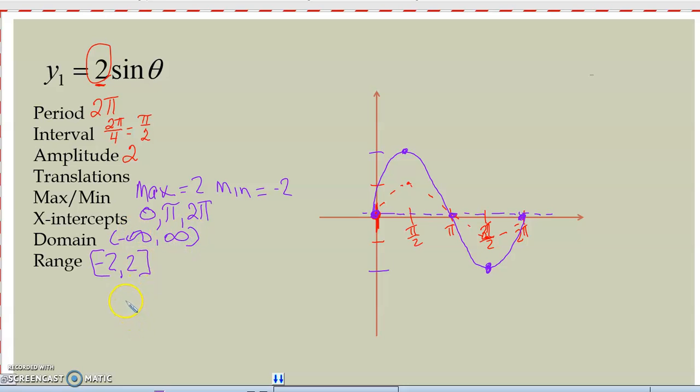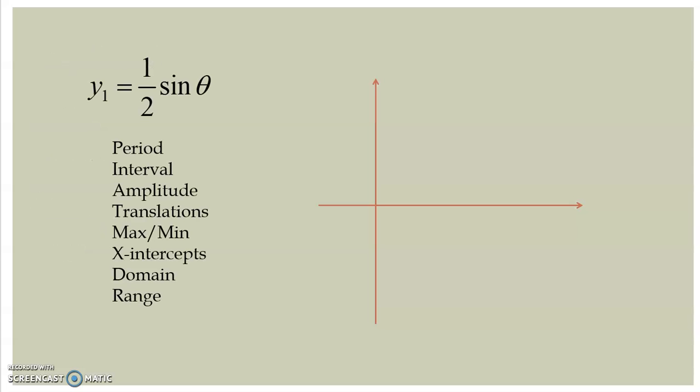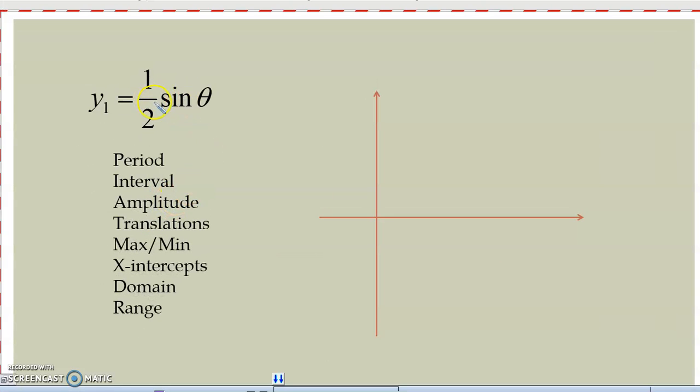Okay? All right, so let's look at something else. This time we've got a different amplitude. Okay? This amplitude is a half. We still have the same period with the same intervals, but this time we have an amplitude of a half. Okay, so if it's typically at 1, now my graph's going to shrink.